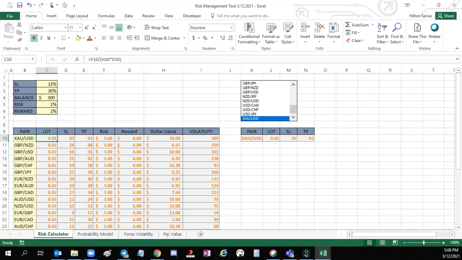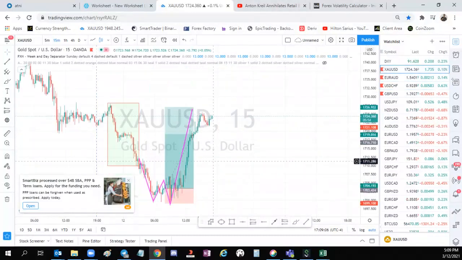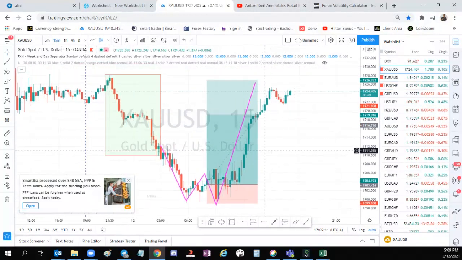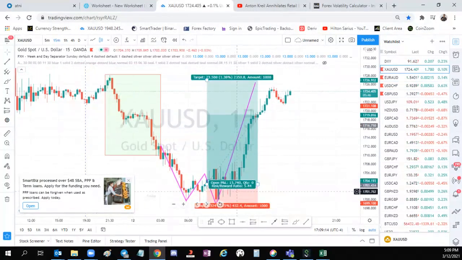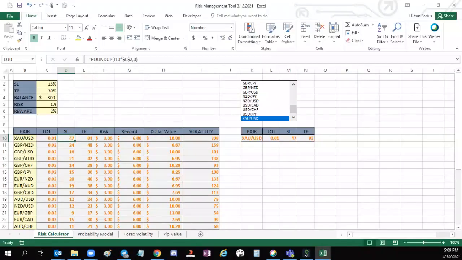So for gold, if you're trading a $300 account, your lot size would be 0.01, your stop loss would be 47 pips, and your take profit would be 93 pips. So if you're looking at the setup, and you put these parameters on your chart, if it exceeds what you have, then you shouldn't be trading. For this setup, the stop loss here was 43 pips, right? 43 pips is less than 47 pips, so this is an acceptable trade for you to take.